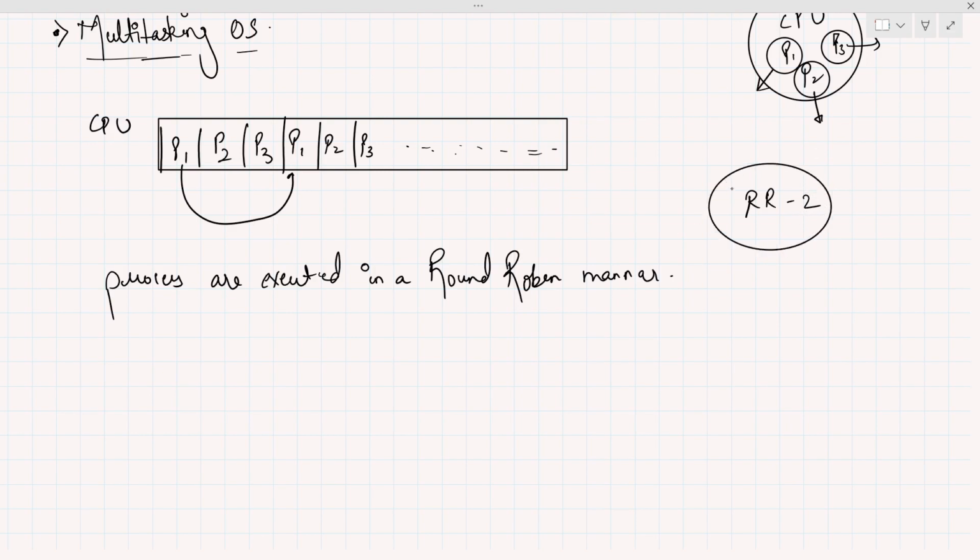There is a numerical on round robin as well. We will see it when we solve the numerical. But for now, what is a round robin manner? We have a particular time limit and a process can execute only up to that limit. When it reaches it, it leaves the CPU and another process gets the CPU. So this is what a multitasking operating system is. I hope it is clear to you, and this is all for this video.